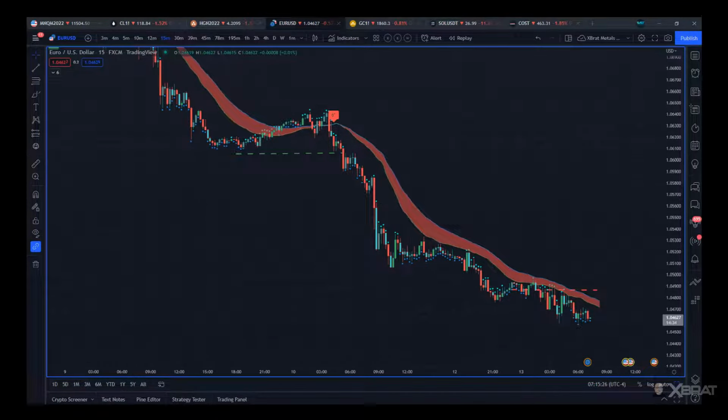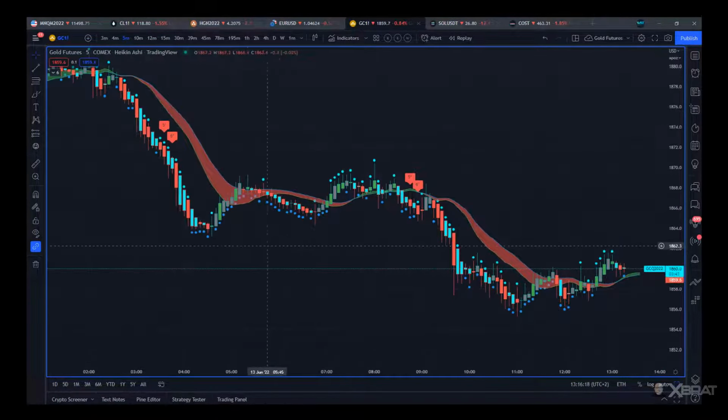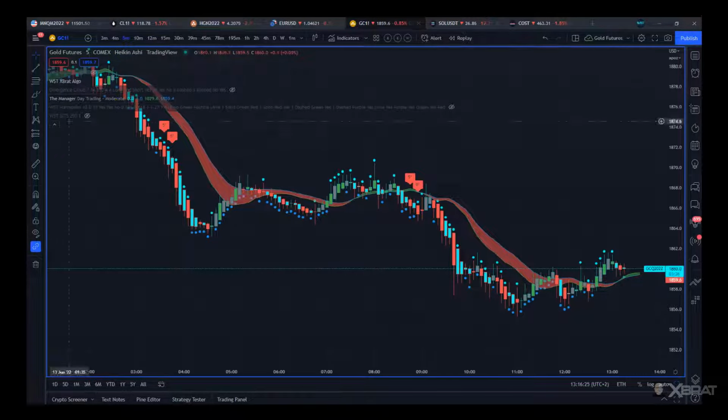Let's look at a futures example. So this is gold futures on the 5-minute time frame. Again, now the manager needs to be on day trading moderate. You see that setting just there. So this is where we are with gold right now.